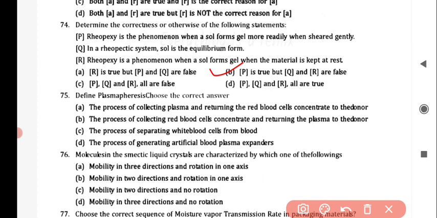Next question is, define plasmapheresis. Choose the correct answer. And the correct answer for this question is option A, that is, it is the process of collecting plasma and returning the red blood cell concentrate to the donor.